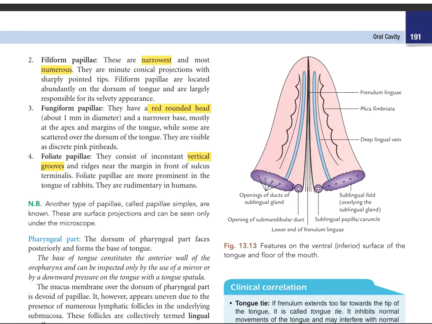And here we can see the openings of ducts of sublingual gland. This one is the opening of submandibular gland at the center, and the whole purple thing which we are seeing here are the sublingual papillae.